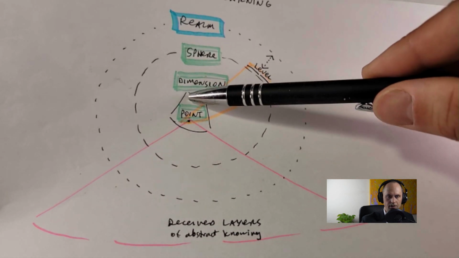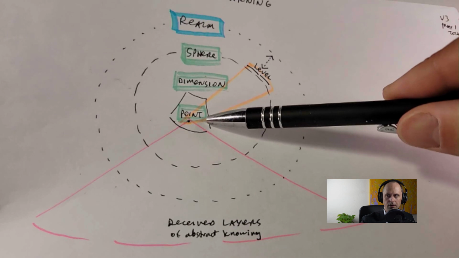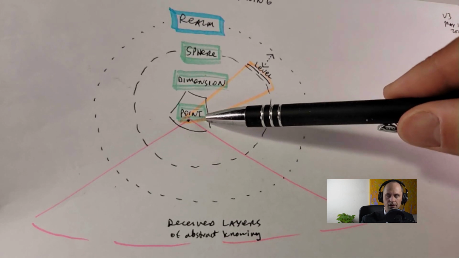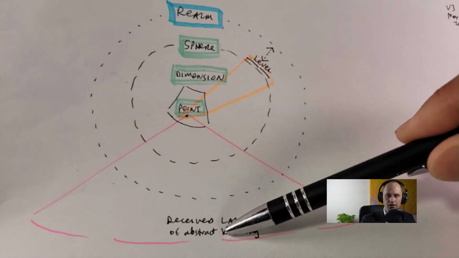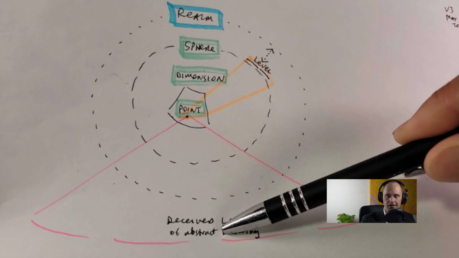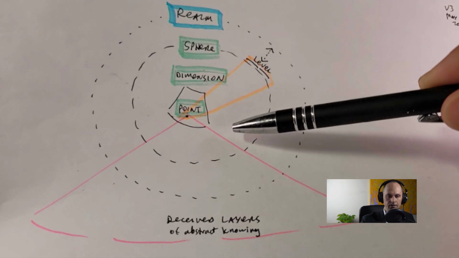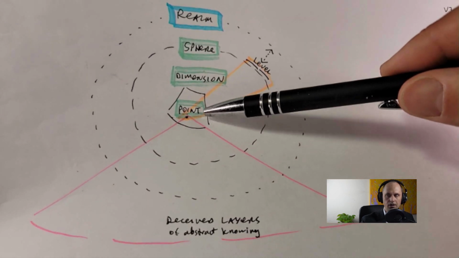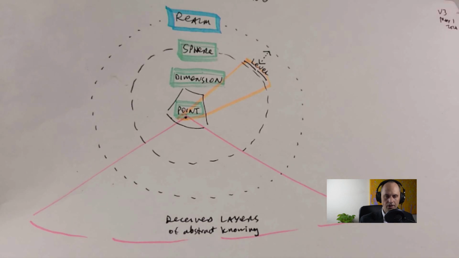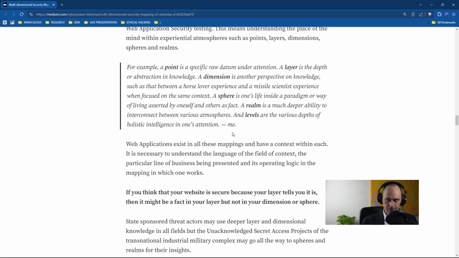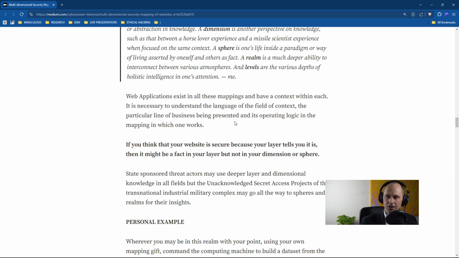The dimension around a point is another perspective on knowledge. And the layers here are the depth or abstraction in knowledge. And the point can be a raw datum under attention. So we'll get back to this further in the article now. Web applications exist in all these mappings and have a context within each.